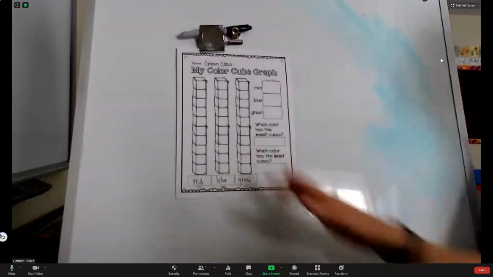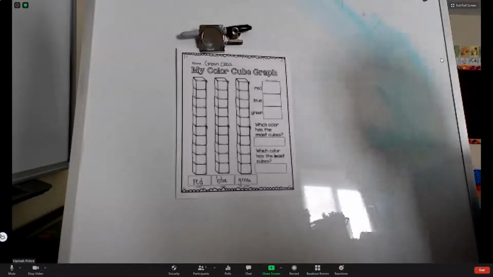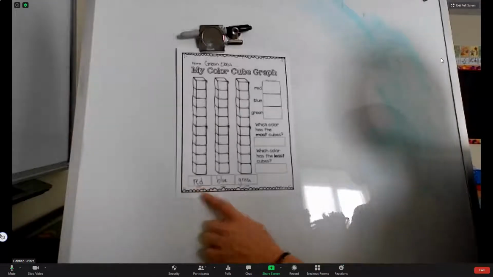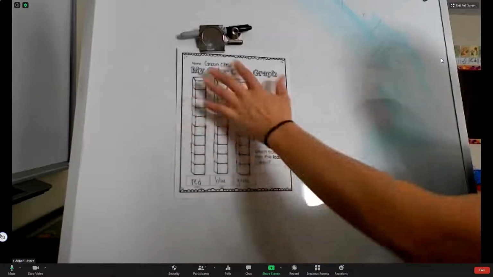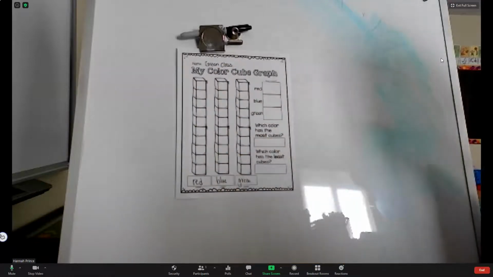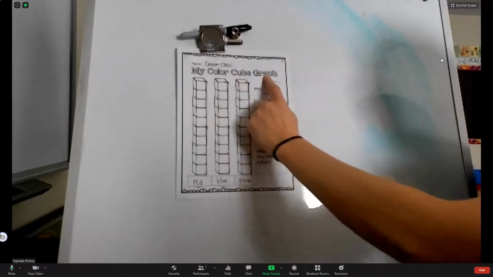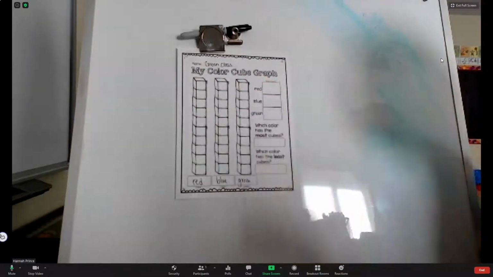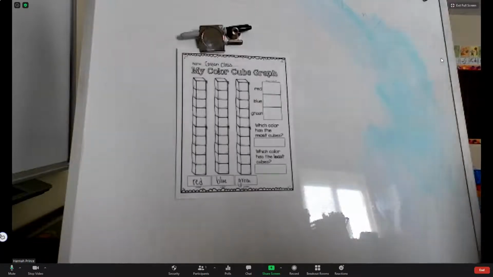Okay, so for our activity today, we're going to be looking at different numbers and comparing groups. So we have a red column, blue column, and a green column, and we're going to create a graph to compare these numbers. So I'm going to go through the graph. I'll read the title of the graph, My Colored Cube Graph. Now we're doing this one together, but later I'm going to send graphs like this home with you, and then you'll get to do these graphs playing games with them.